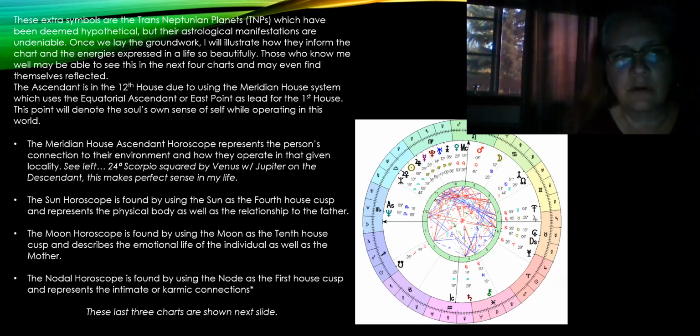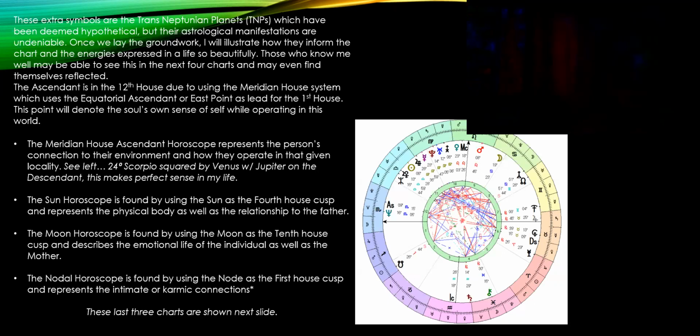And the Equatorial Ascendant is something that you could read, well, I said it right here. This point will denote the soul's own sense of self while operating in this world. So you would use your ascendant as how you present yourself to the world, but the Equatorial Ascendant is more like your soul's self in this world. And I think that makes good sense.